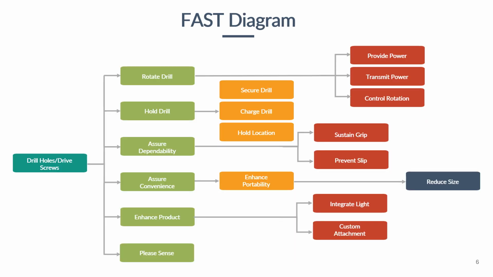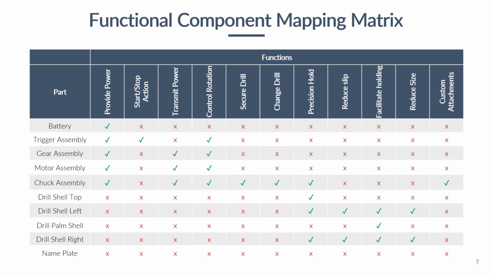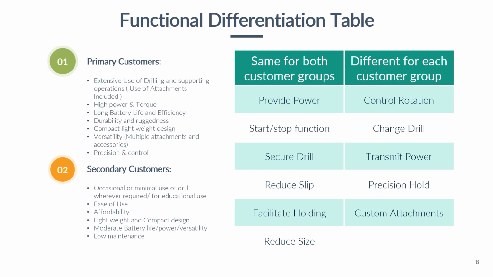To start off, we conducted a FAST diagram analysis, which helps us break down the cordless drill into the main functions. These main functions were identified as rotating a drill bit and holding a drill bit. A functional component mapping matrix was then constructed to understand the impact of redesign and the potential for creating a product platform due to modularity. Functions were further analyzed to identify which ones differ when creating a variety of product offerings.